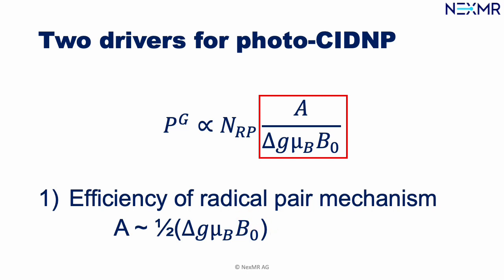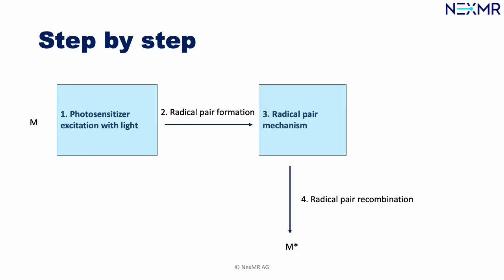I must say that when you go to low magnetic field, so below 1 Tesla, you start to have a much different mechanism. So everything I mentioned is for the high field theory, which is what interests us today. So, step by step, how can you play around with the efficiency of your photo-CIDNP process?